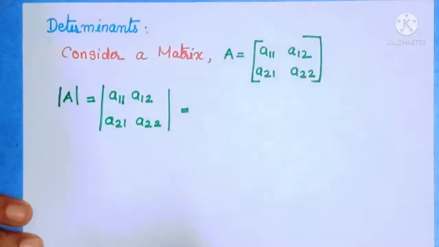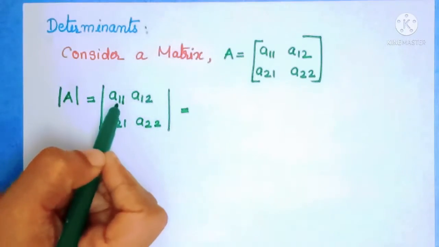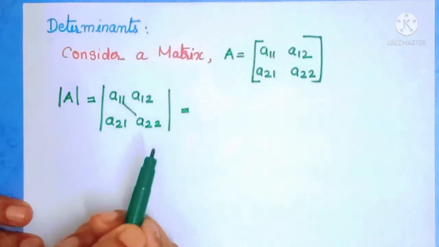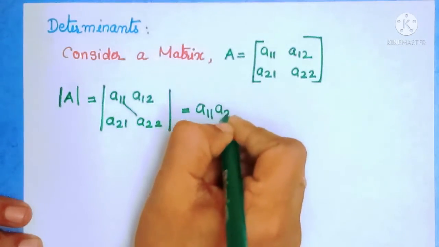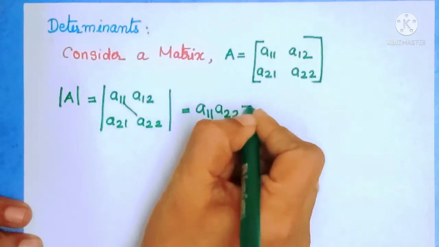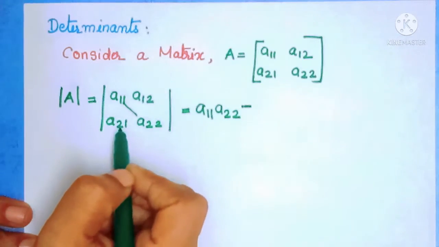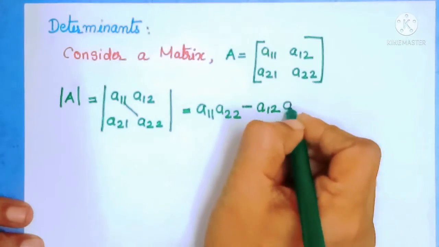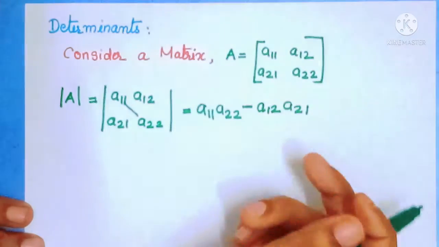To find the determinant of this matrix, we should multiply A11 with A22. So we can write A11 into A22. Then put a minus sign. Then A12 and A21, that is the multiplication of A12 and A21. This is the determinant of this matrix A.